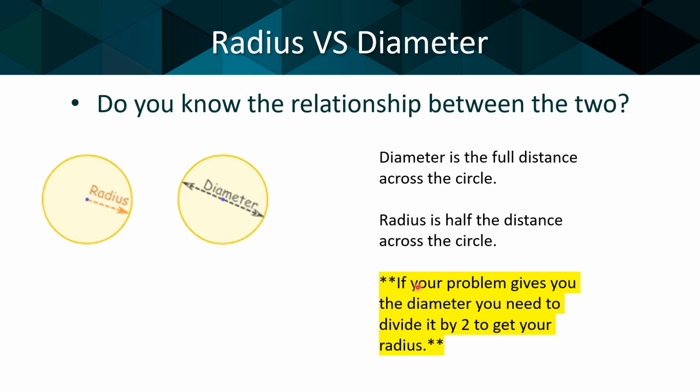So what you need to know is that if a problem gives you the diameter in the description, then you need to divide it by 2 to get your radius. Why would that be? Well, because if I started with my radius here, let me highlight that. There we go, there's a radius. And if I extended it to the other end or doubled it, I would have the diameter.